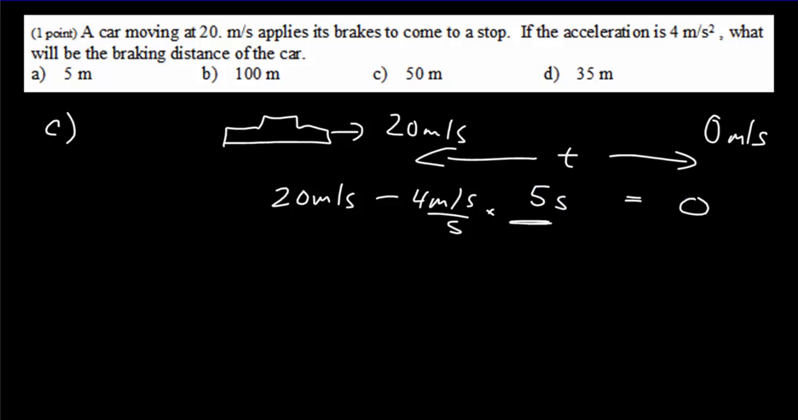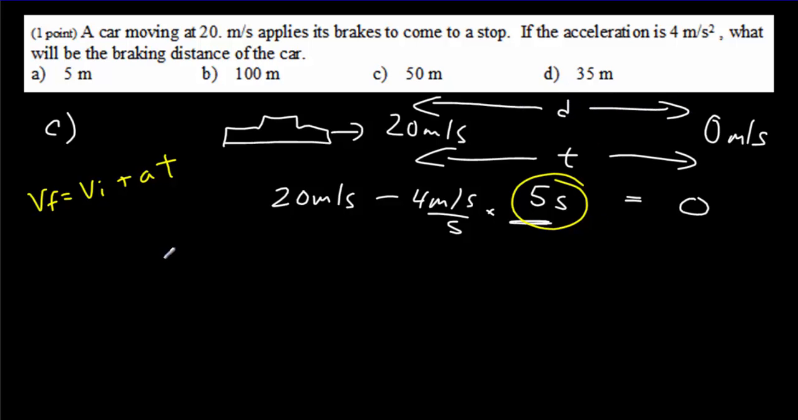Now, the equation that you would use is simply that Vf equals Vi plus At. Substitute into that, and you'll get t equals 5 seconds to come to a stop. Now that we know the amount of time, we can figure out what this stopping distance is. And a very simple way to do that is to say, well, the stopping distance is just going to equal the average speed times time.